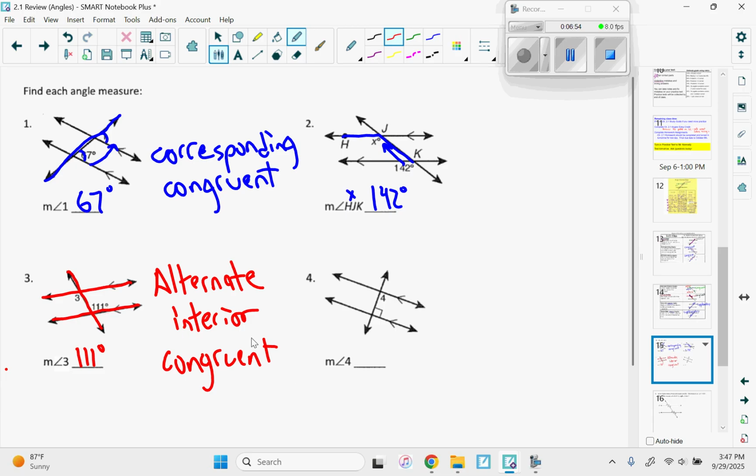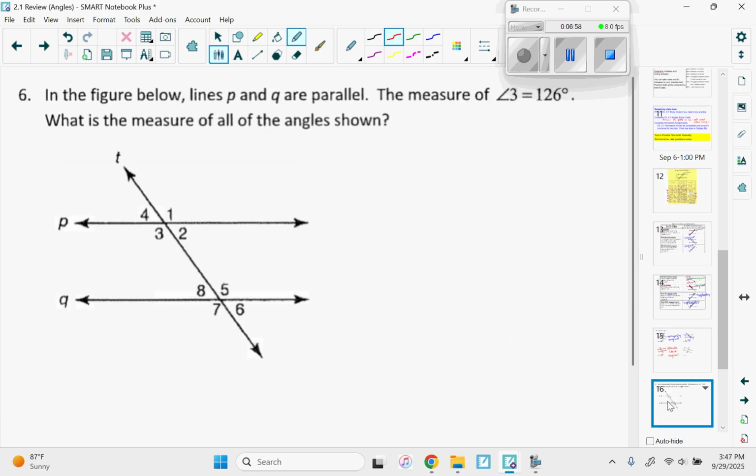All right, I'm going to skip ahead to problem number 6 now. You'll see a similar problem like this on the test. They give us the measure of angle 3 as 126 degrees. And we have to find the measure of all the other angles. Well, we'll probably want to start with angles 1, 2, and 4. Those are the easiest to fill in. Angle 1 is a vertical angle to angle 3, so it's 126 degrees. They're the same thing.